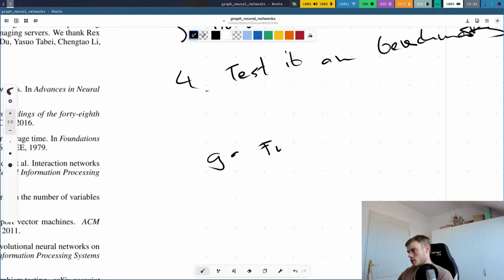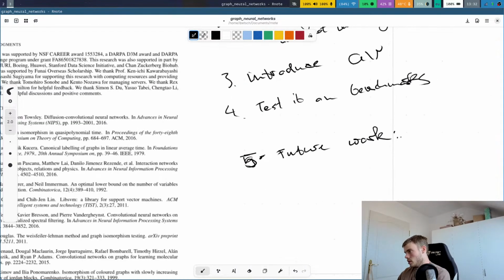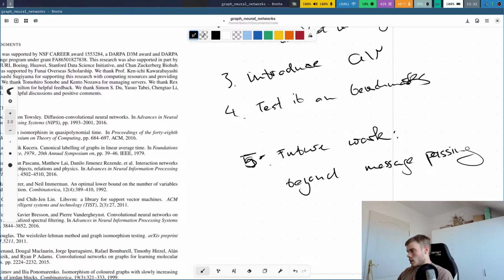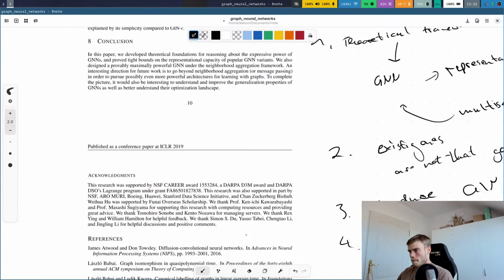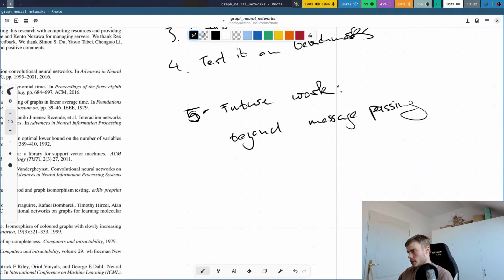Future work is beyond message passing, which they call neighborhood aggregation.